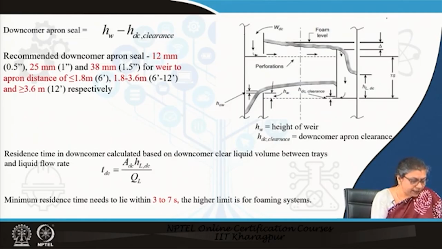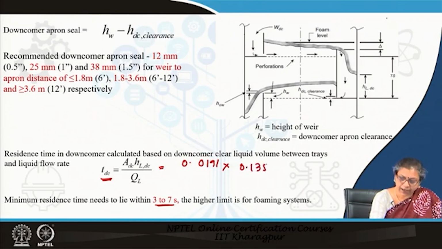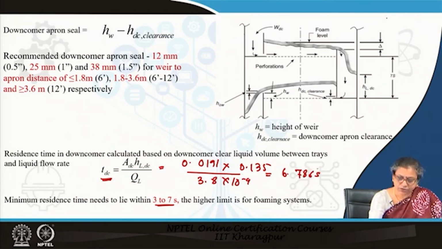So, once we have calculated those things, the next thing is the residence time in the downcomer. Now, it is important to see that the residence time lies between 3 to 7 seconds. For the residence time you can calculate, this will be equal to 0.135, for the HLDC that I have got, 3.8 into 10 to the power minus 4. More or less you get this as 6.786 seconds. So, this lies between 3 to 7 seconds. So, this is fine for us.